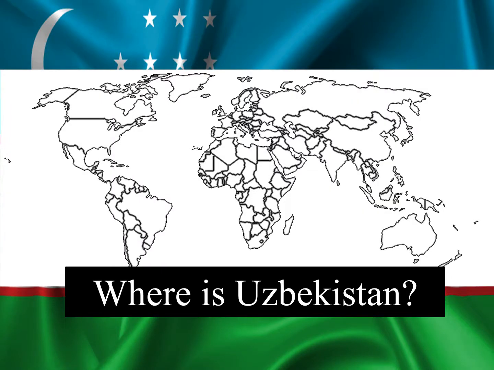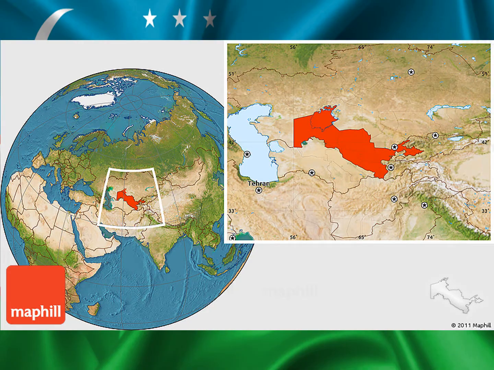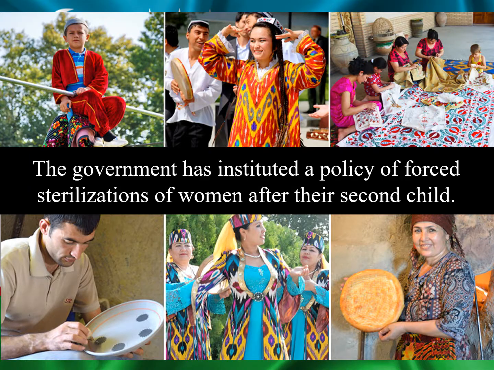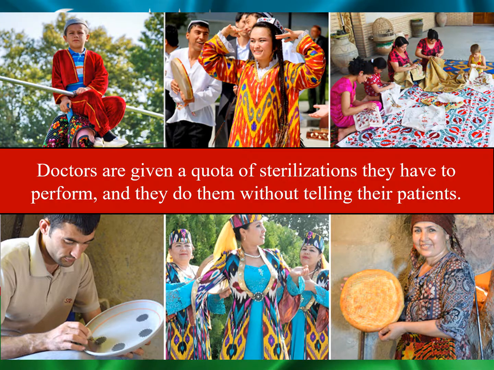Another example of a country that has these types of anti-natalist population policies is Uzbekistan, which is located here in Central Asia. Here, the government has instituted a policy of forced sterilization of women after their second child. Doctors are given a quota of sterilizations they have to perform, and they do them without even telling their patients.